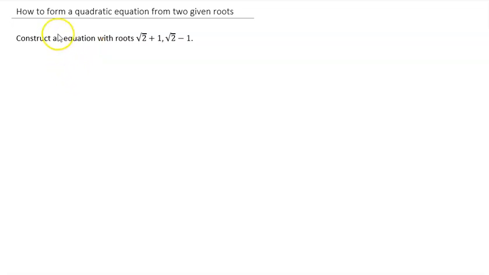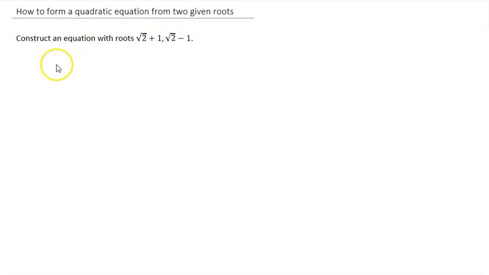In today's video, we're going to be talking about how to form a quadratic equation from two given roots. The idea is that these two given roots can be expressed as alpha and beta. So one root would be alpha and the other is beta. There is a structure in which quadratic equations take in terms of alpha and beta.